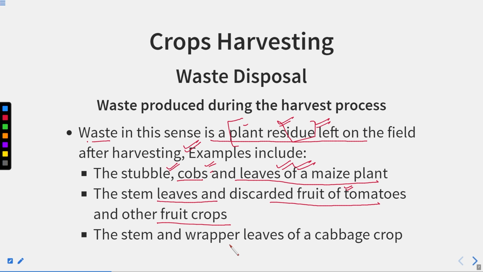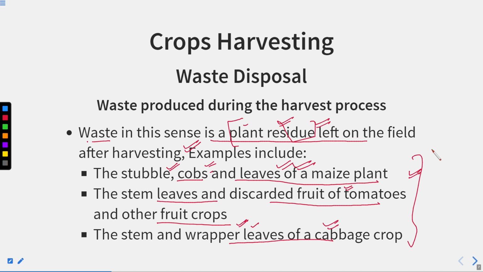The stem and the wrapper leaves of the cabbage crop. Sometimes some leaves are wrapping the whole cabbage. When it comes out, that should be removed and kept as discarded material. That is the plant residue, right? So these are the waste. I'm just giving some examples.